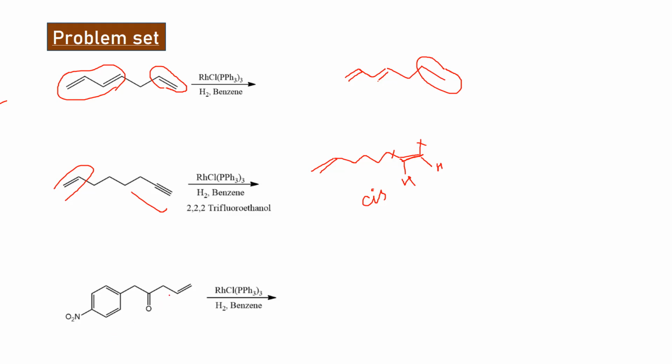In this case, the benzene ring, the carbonyl and also NO2, all these are non-reactive towards this Wilkinson catalyst. So it will selectively react with the external double bond. The carbonyl, NO2 and the benzene ring will be unreacted under the reaction condition.